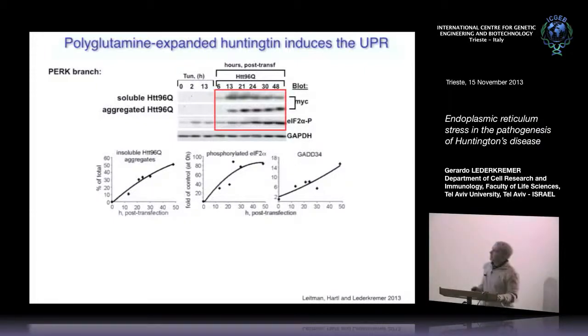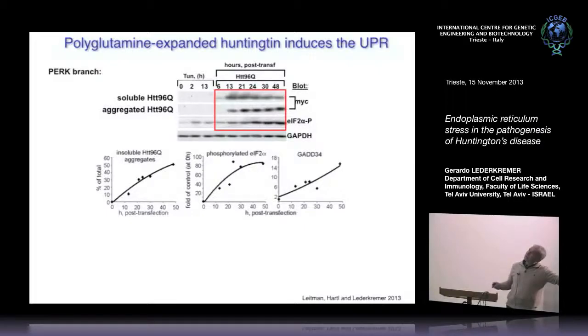What we did here is we expressed a pathogenic form of Huntingtin, and we separated the soluble form from the detergent-insoluble aggregates of Huntingtin. You can see that with time after transfection it's becoming aggregated, and there's a reduction in the soluble form. If we look in this blot at one of the UPR factors, the phosphorylated EIF2 alpha, you can see an increase with time, in correlation with the increase in the presence of Huntingtin aggregates.